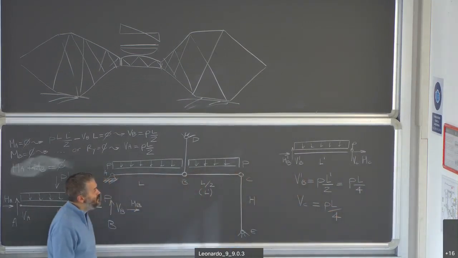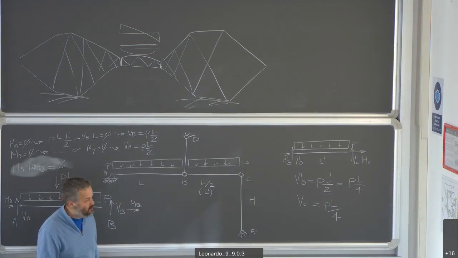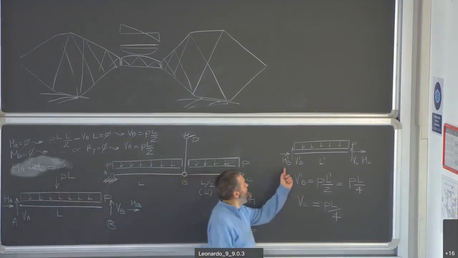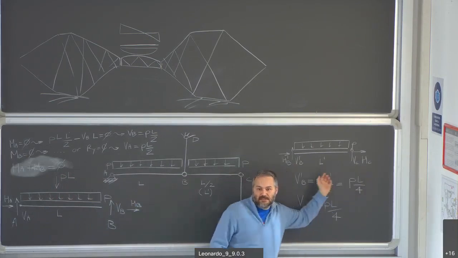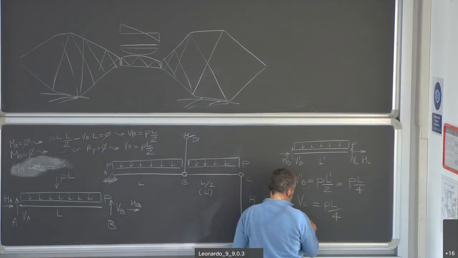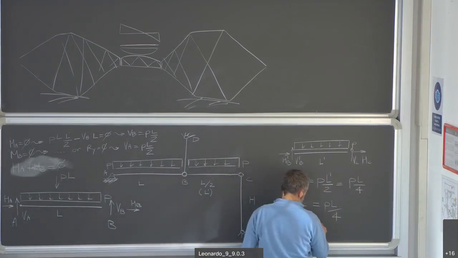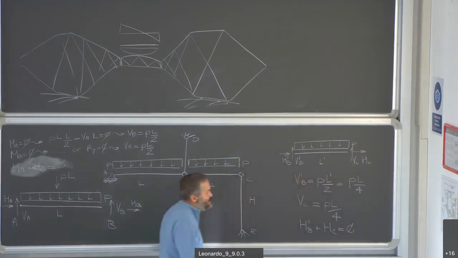And that's it. And again, looking at the horizontal equilibrium, the only thing I can say is what? That H prime B plus HC has to be equal to 0. Otherwise, this beam will move in the horizontal direction. And that's it.